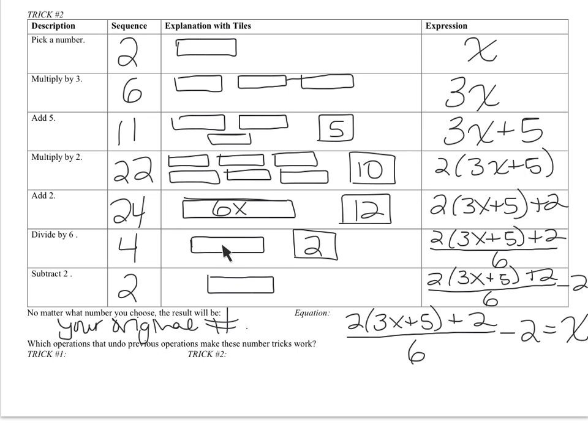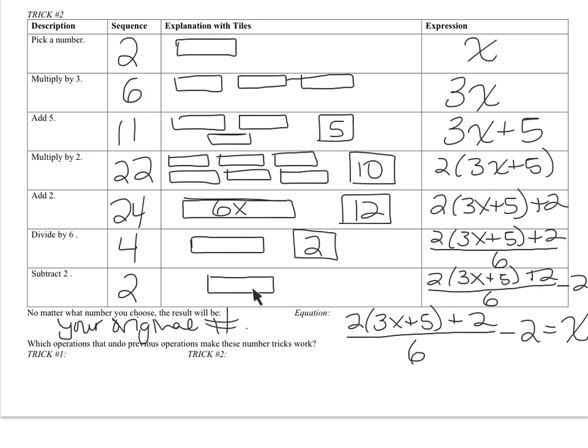I then asked you to divide by 6. And then the very last step, it worked because everybody had an x and a 2. So then if I wanted you to end with your original number, well, that means that I just take away the 2. And that's it, and you're done with your original number.